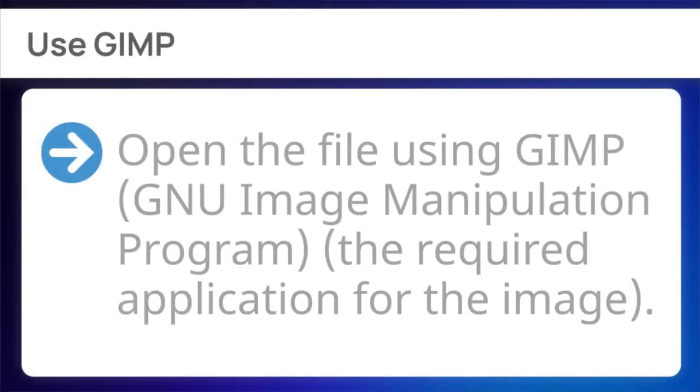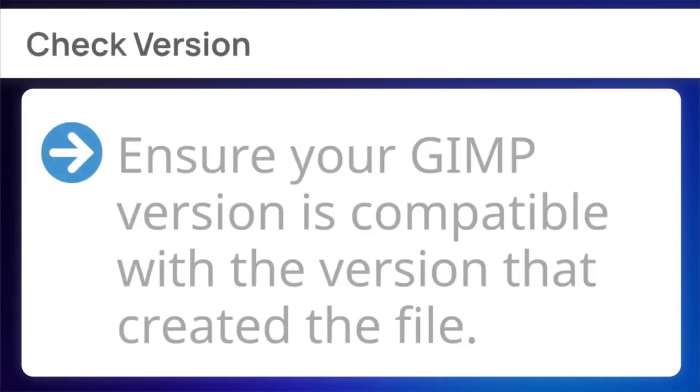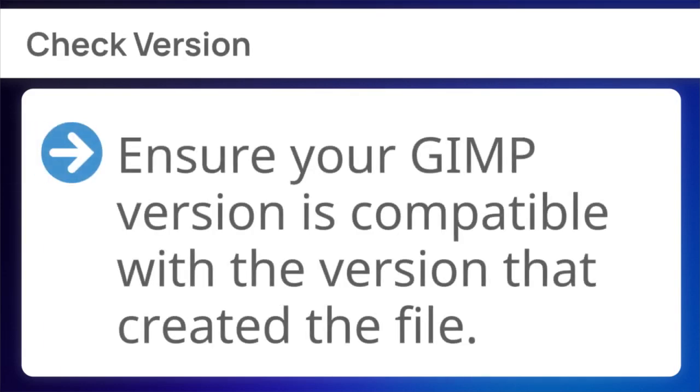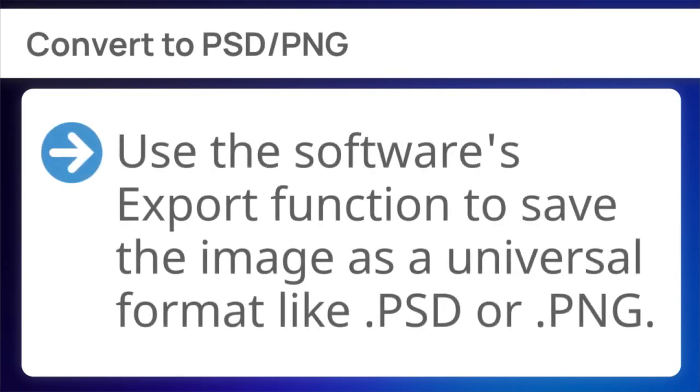First, use GIMP. Open the file using GIMP GNU Image Manipulation Program, the required application for the image. Next, check version. Ensure your GIMP version is compatible with the version that created the file. Finally, convert to PSD-PNG. Use the software's export function to save the image as a universal format like .psd or .png.